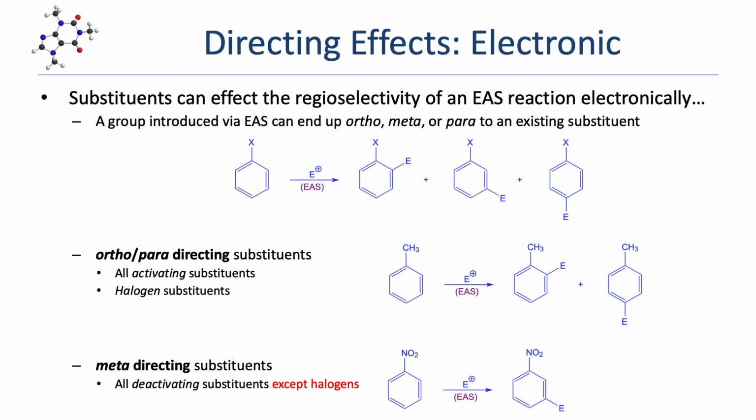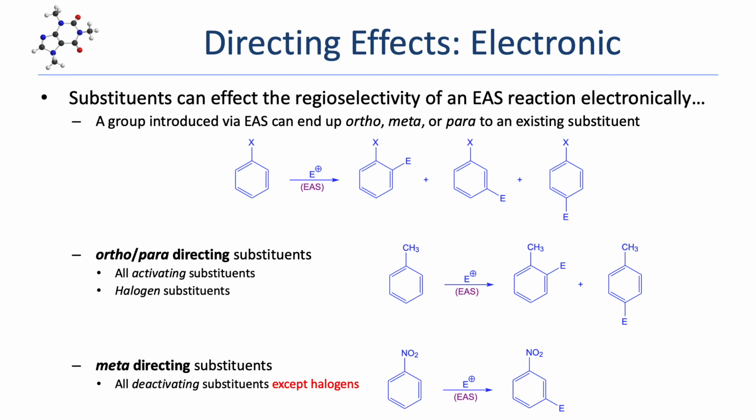The substituents on a benzene ring can also impact the regioselectivity of an EAS reaction. An EAS reaction on a monosubstituted benzene can result in the formation of ortho, meta, and para products. Substituents can affect the regioselectivity of an EAS reaction by altering the relative electron densities at the ortho, meta, and para positions. Ortho-para directing substituents are those that tend to give ortho and para products largely to the exclusion of meta products. And it turns out that all activating substituents are ortho-para directors, as are the halogen substituents.